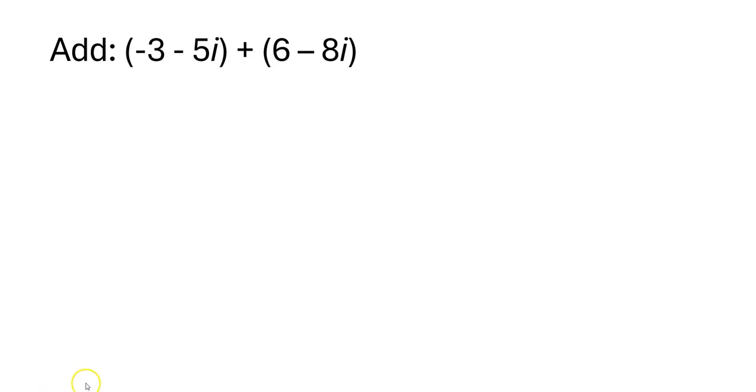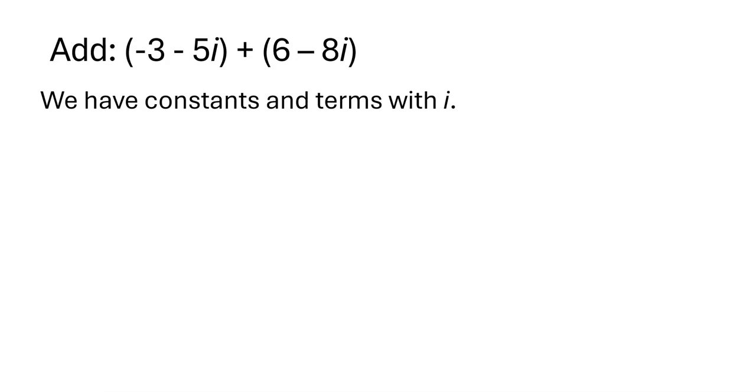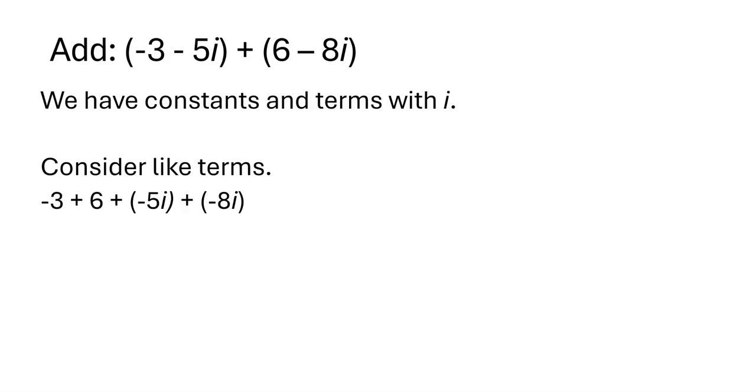What if we have negative 3 minus 5i plus 6 minus 8i? Again, we have constants and terms with i, so we want to consider the like terms. If I rewrite this with my like terms next to each other, I get negative 3 plus 6 plus negative 5i plus negative 8i. Negative 3 plus 6 is going to give me 3, and negative 5i plus negative 8i, well, a negative plus a negative gives me a larger negative, so negative 13i. So we can write our answer as 3 plus negative 13i or 3 minus 13i.